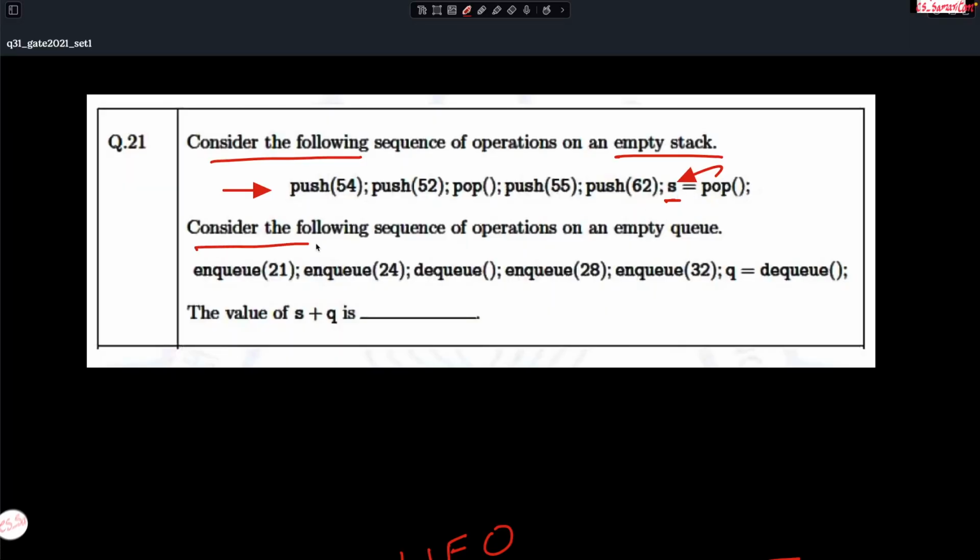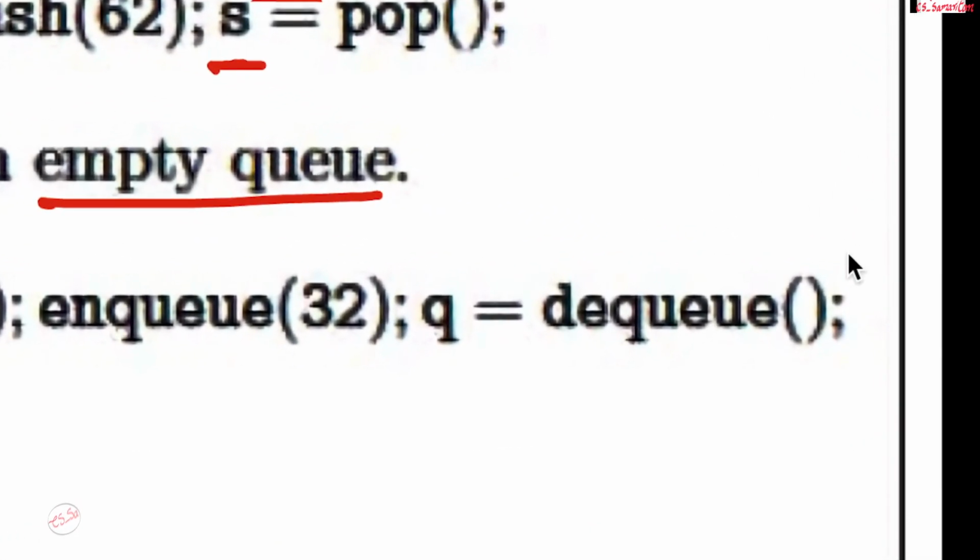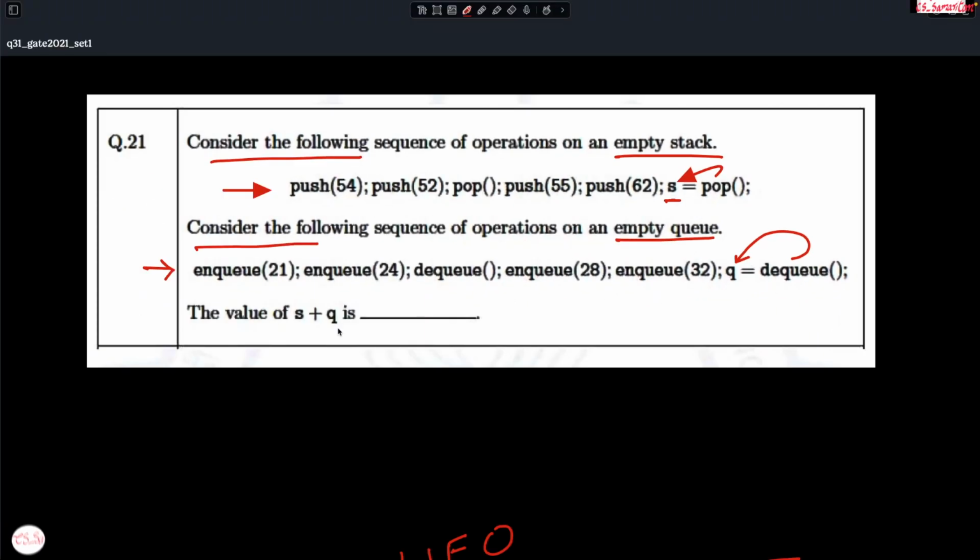Now look over here. Consider the following sequence of operations on an empty queue. So this is the set of operations that are performed on an empty queue. Now look closely over here. This dq is returning a value that is stored inside of this Q. This is important because of this statement.